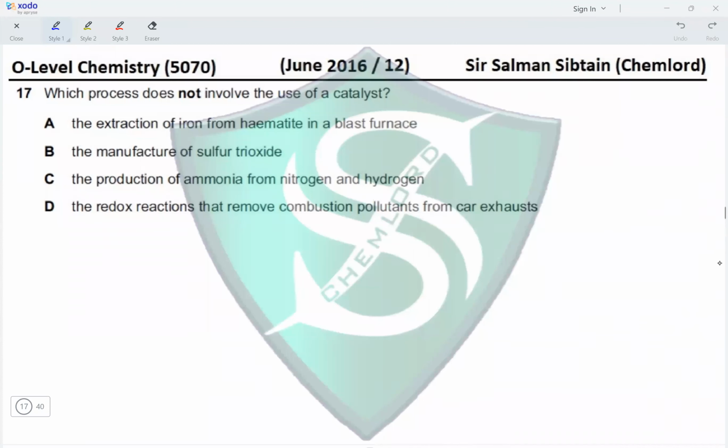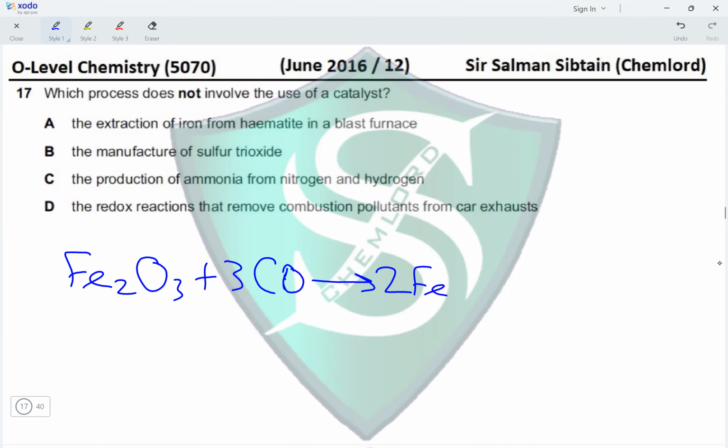Question 17. Which process does not involve the use of a catalyst? The extraction of iron from hematite in a blast furnace? Yes. This is a reaction of hematite, Fe2O3, with 3 moles of carbon monoxide forming 2 moles of iron metal and 3 moles of carbon dioxide. There is no catalyst involved in this process.